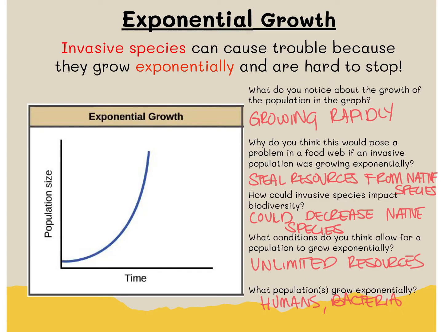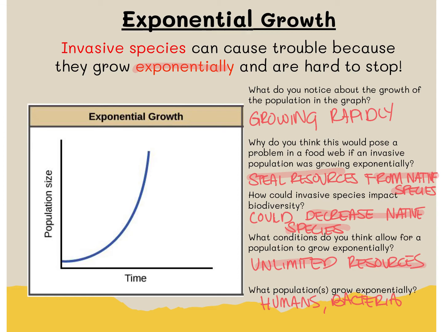Okay, next, we talked about how invasive species grow exponentially. And they grow this way because they are stealing resources from the native species. And this can pose a problem in the food web because it could decrease the number of native species there because the invasive species is stealing all the resources. We also talked about that invasive species can only grow exponentially because they have unlimited resources.